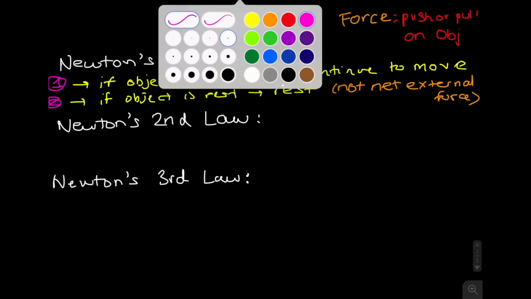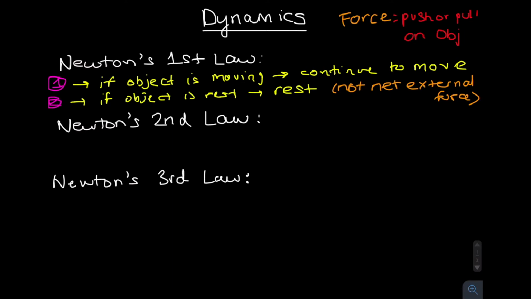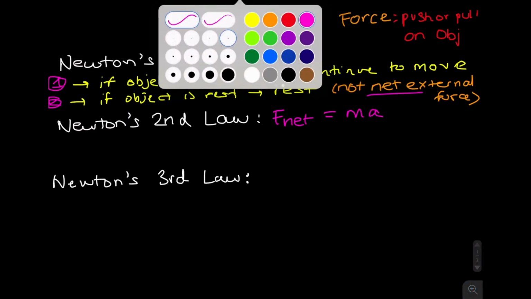Now, Newton's second law is basically a better way of saying what Newton's first law is, but this time it's with a formula. And this is basically the most important formula in dynamics, which is F net, or what that means is external force. So this thing that we were just talking about is equal to mass times acceleration. And that essentially tells us a lot of things, so let's talk about that.